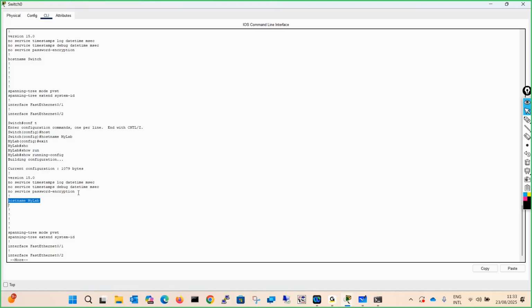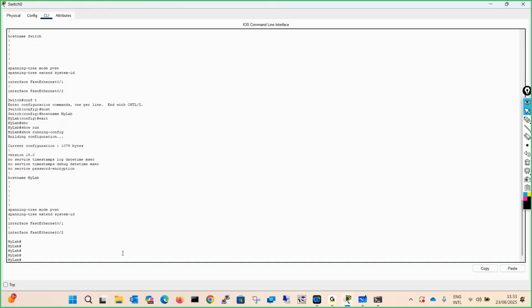Now, how to set the password for moving from user execution mode to privilege mode, so that level 1 users will not access the privilege mode, that we will see in the coming time. But for now, have you understood user execution mode, privilege mode, global configuration mode? Everything you understood, right? Okay, that's good.